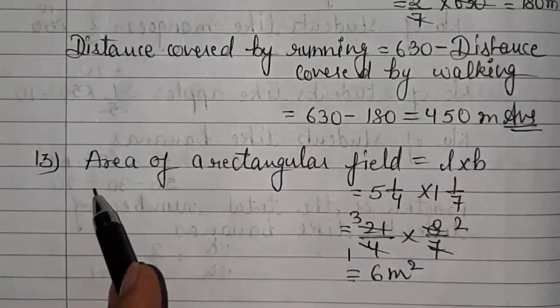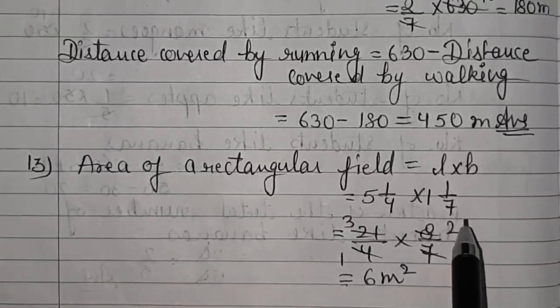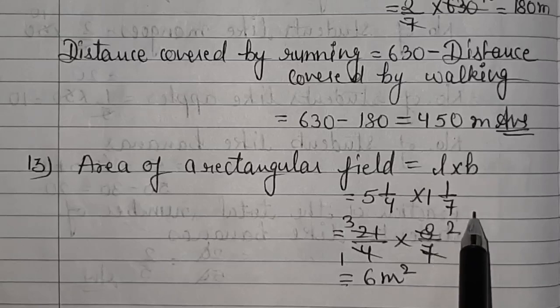Now sum number 13. Length of a rectangular field is 5 whole 1 by 4 meters and breadth is 1 whole 1 by 7 meters. Find the area of the rectangular field.